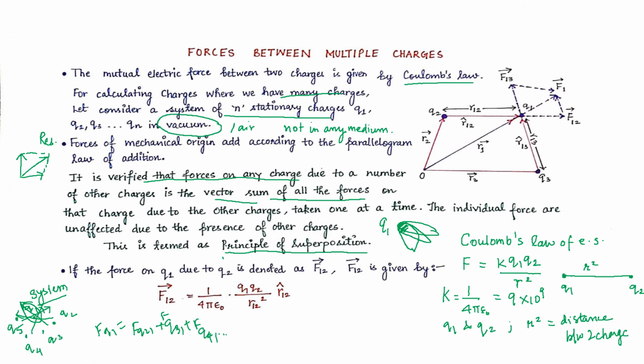Now we will consider a system of three charges. See here the diagram. We have origin O, Q3, Q1, and Q2. Our charge under consideration is Q1. We have to find the force on Q1. One part of the force is due to the presence of Q2 and the other part of the force is due to the presence of Q3.